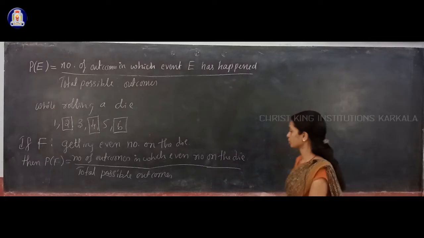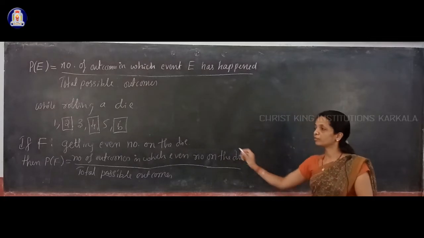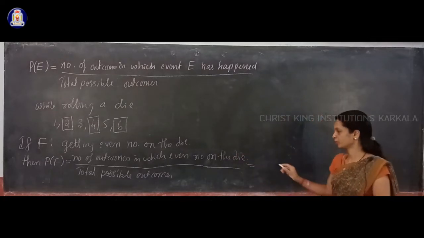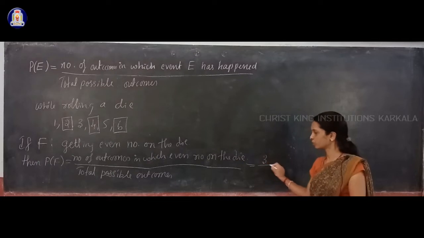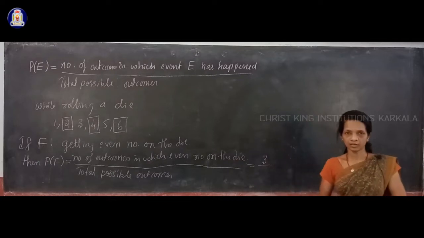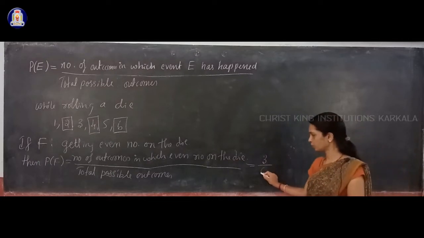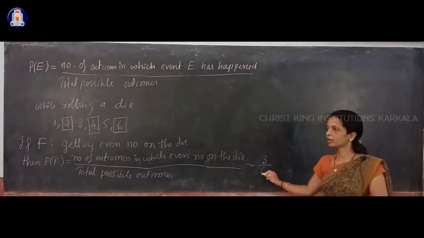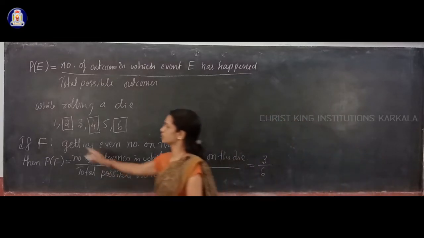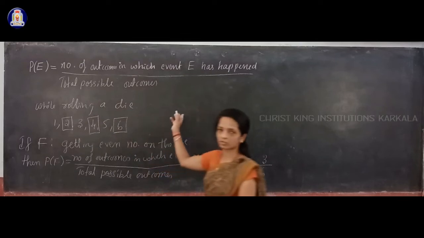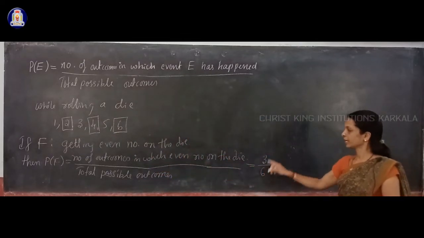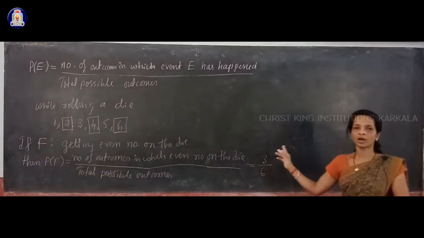So the number of outcomes in which event F has happened is 3, because in 3 outcomes you have an even number, dividing by total possible outcomes, that is 6. Total how many outcomes are there? 1, 2, 3, 4, 5, 6. There are 6 outcomes there. In those, 3 outcomes have an even number.